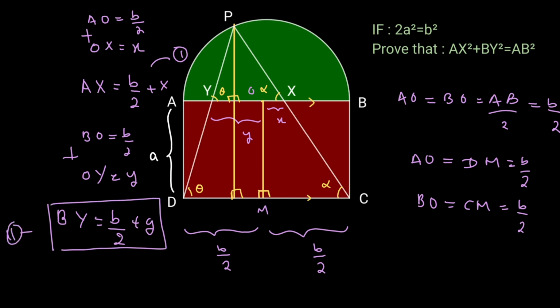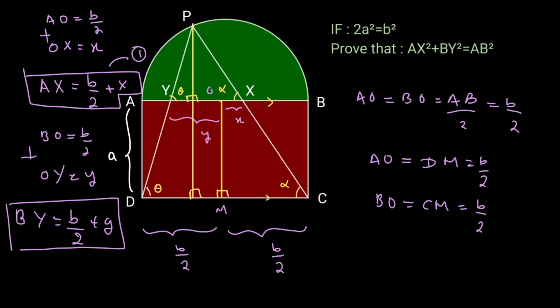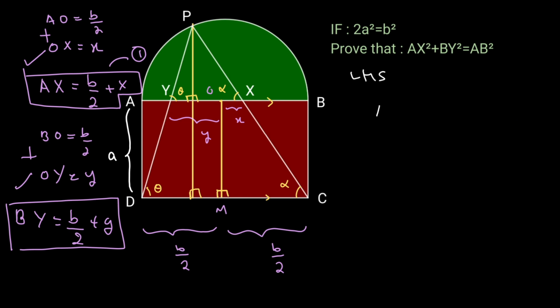Okay, and here we have got the equation number 1. Now look carefully, the question is to prove AX square plus BY square is equal to AB square. So just now we have got the values of AX and BY, so we can plug in these values in the LHS of this equation. In the left hand side we can see that we require AX square plus BY square.